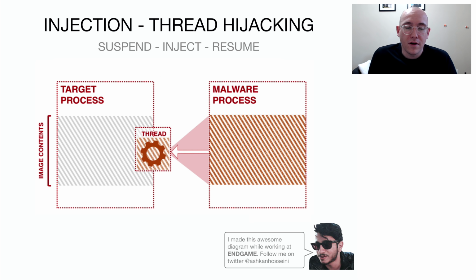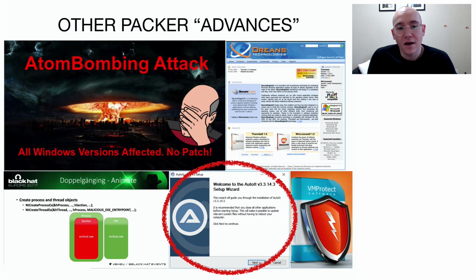So those are the main ways to do injection. There's also some other ways that came along. So more recently we had the APC attack, which was called atom bombing. And then we had the doppelganger attack, which is even more recent. These are good, novel techniques to do injection.